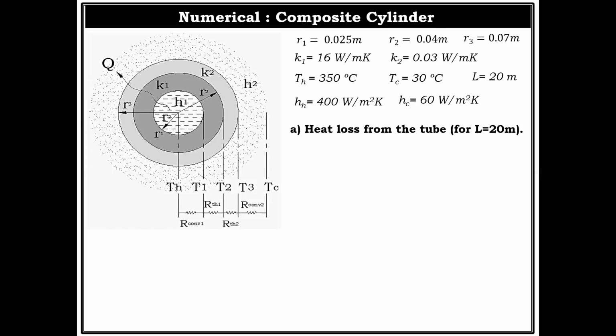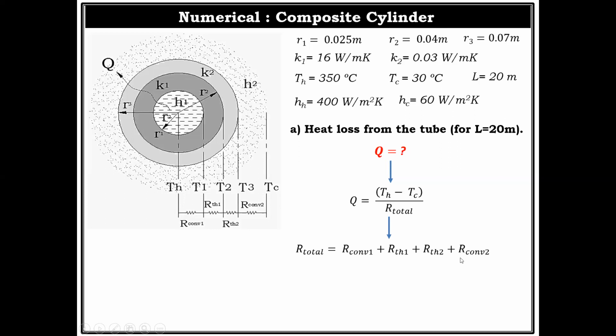So the first part, A, is heat loss from the tube for 20 meter length. So it is asked to find Q. If we are interested in finding Q, we know only one main equation, that is Q is equal to dT upon R total. So what is the dT for the complete system? dT will be Th minus Tc, and both values are given. Now the question is R total. For this system, what is the R total? So R total, all thermal resistances are in series.